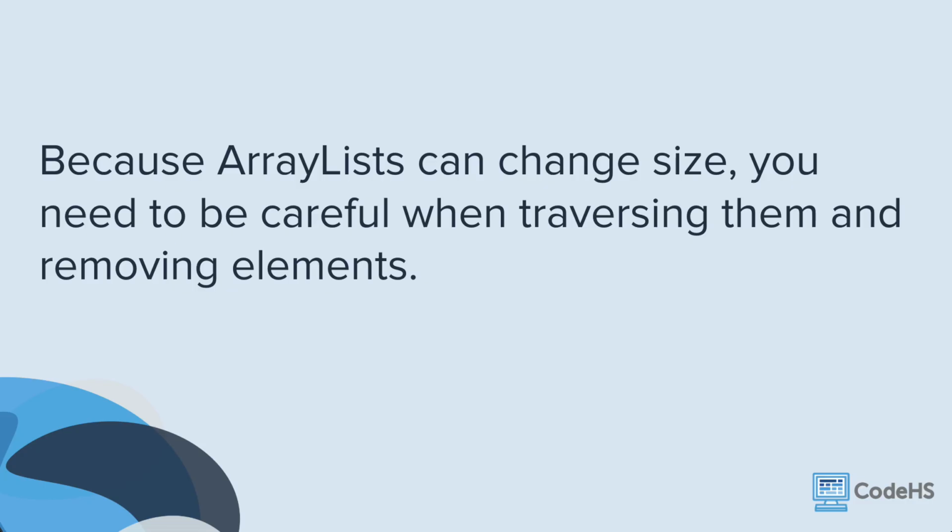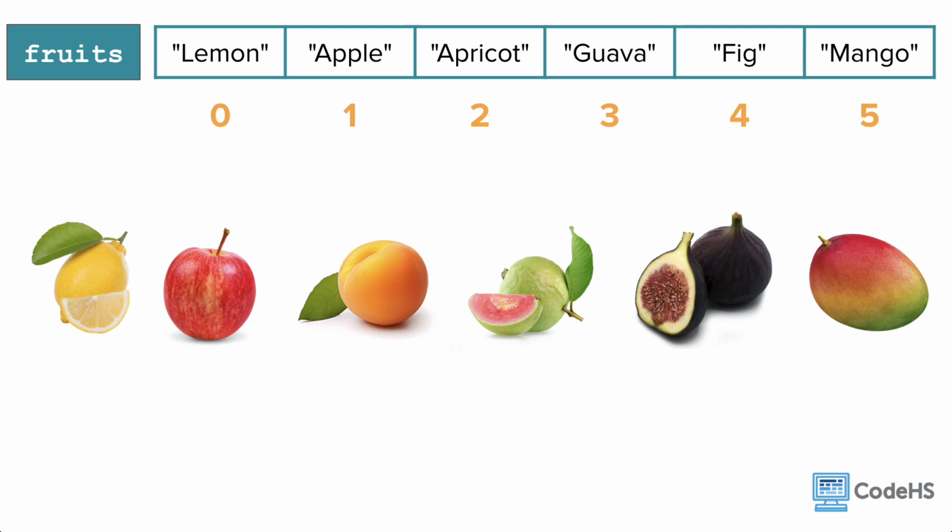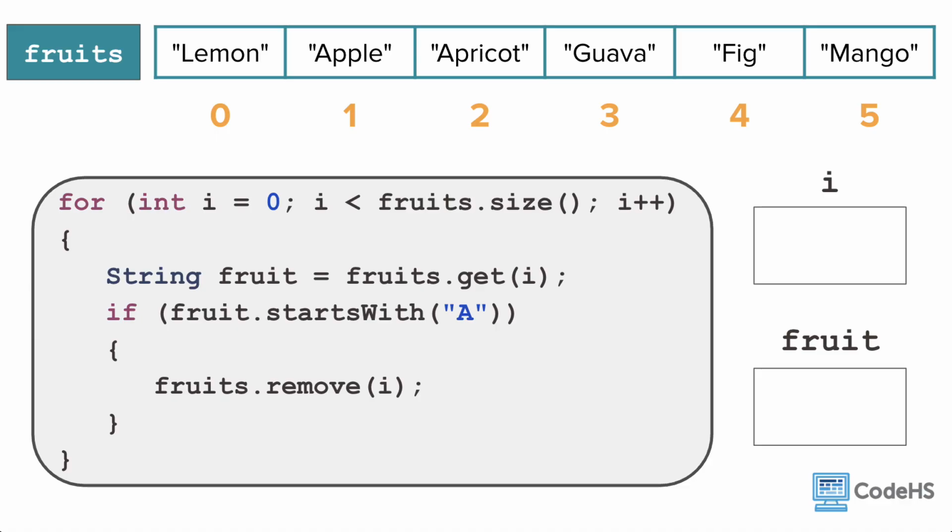Because array lists can change size, you need to be careful when traversing them and deleting elements. Let's walk through an example of this. Let's say you have a list of fruits and you want to remove all the fruits that start with the letter A. To accomplish this, you could use a for loop to loop over the array list, find items that start with the letter A, and then use the remove method to remove them. Let's walk through this program to see how it would work.